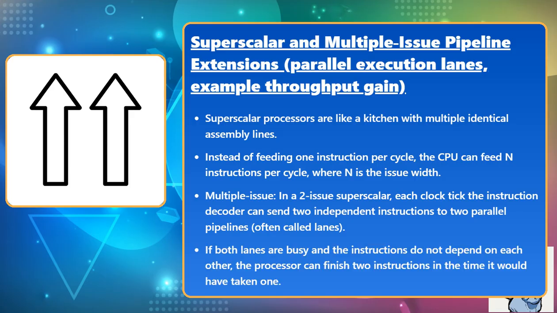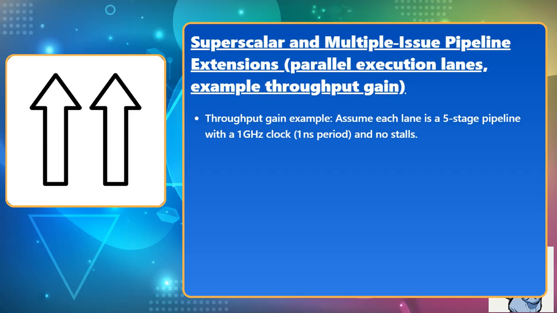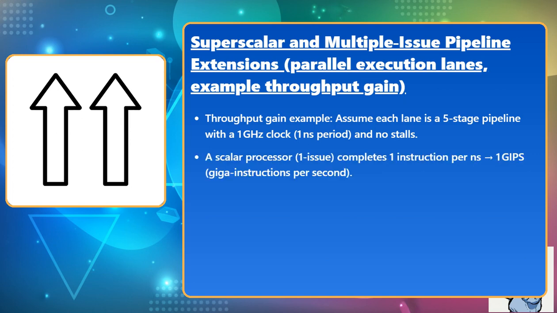If both lanes are busy and the instructions do not depend on each other, the processor can finish two instructions in the time it would have taken one. Throughput gain example. Assume each lane is a 5-stage pipeline with a 1 GHz clock, 1 nanosecond period, and no stalls. A scalar processor, one issue, completes one instruction per nanosecond, which is 1 giga instructions per second.